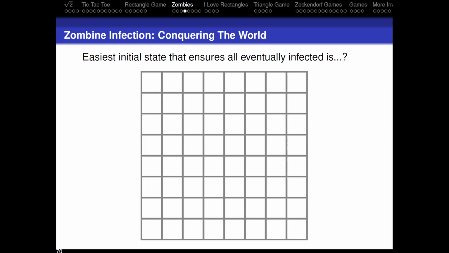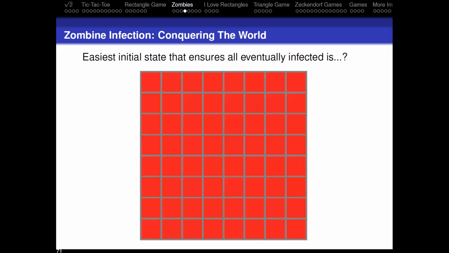Like the whole board. Yeah, the whole board. So one of the things I want you to learn through our lectures is how to look at extreme cases. We're just trying to prove something, so look at the simplest case possible. If we look at the case when everybody starts off infected, is it hard to prove that at some point in time everybody's infected? Yeah, it's trivial.